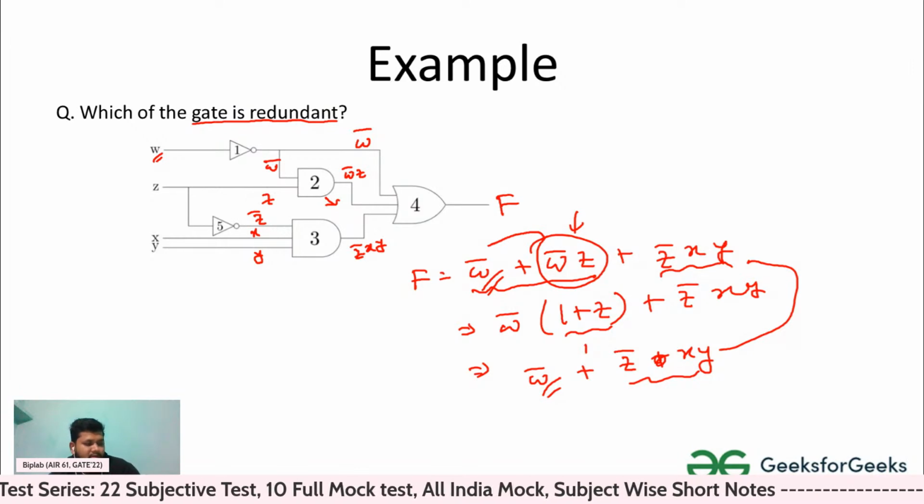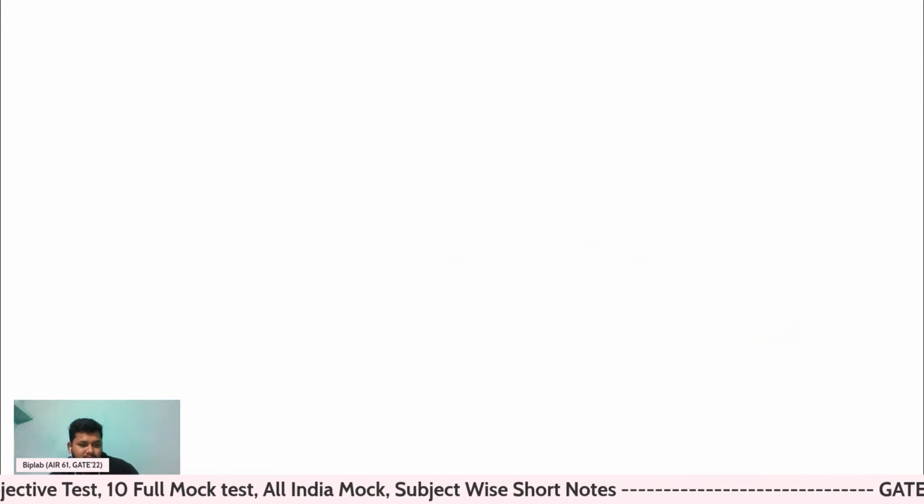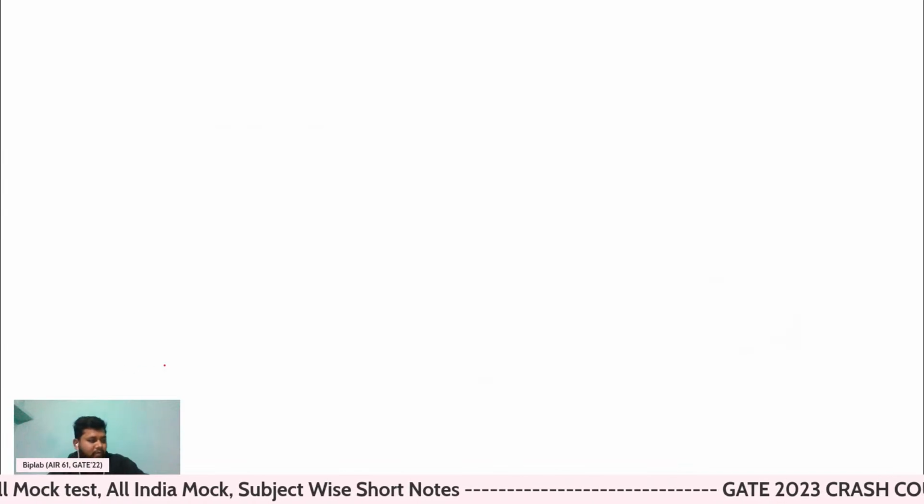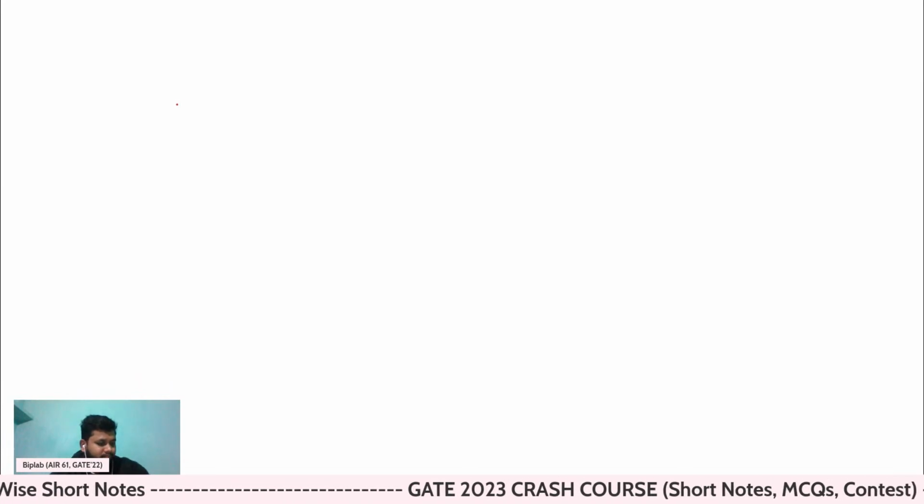Okay, so let's solve another question. I have to draw this one. So you have A, B, and an XOR gate.